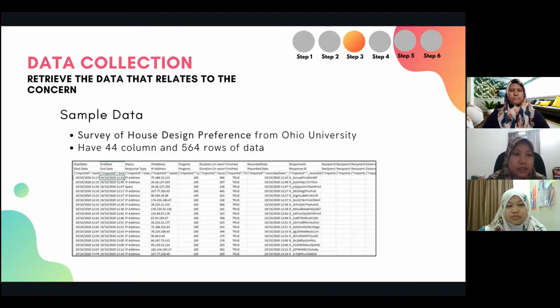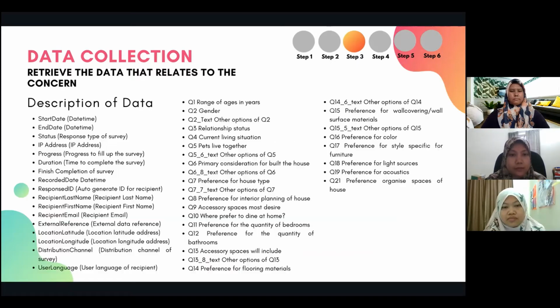First, when we see the data, the sample data has 44 columns and 564 rows of data. This is a sample of the data. And then the data collection is to retrieve data that relates to the concern. This is a description of the data that we have, 44 columns in our sample data.